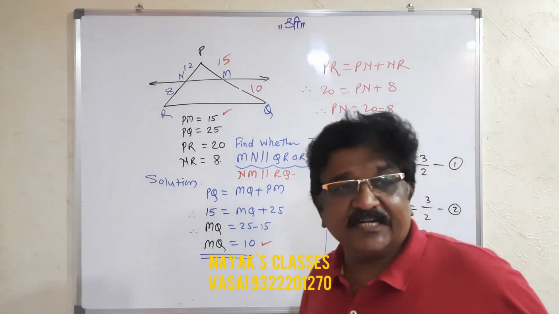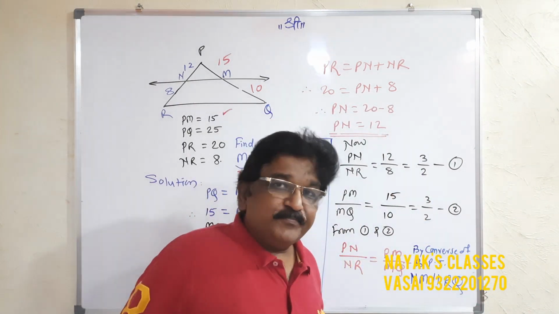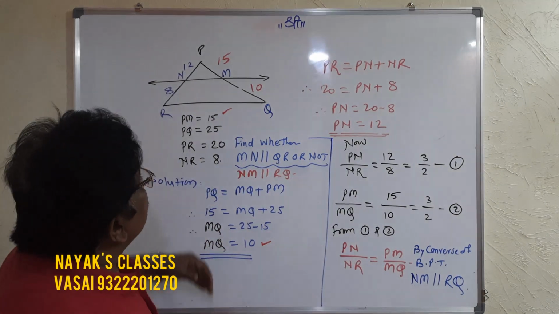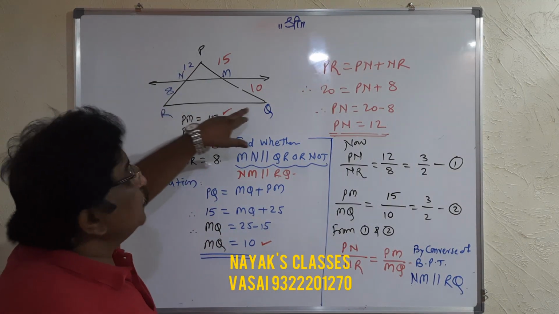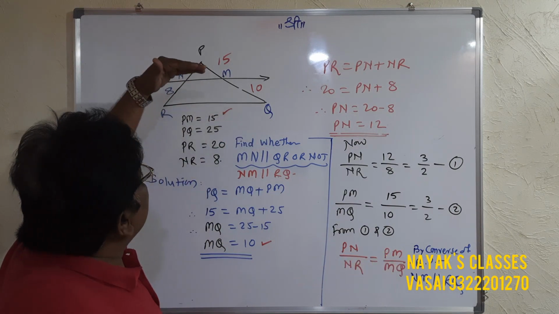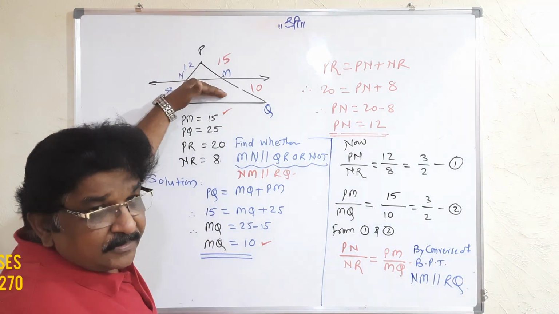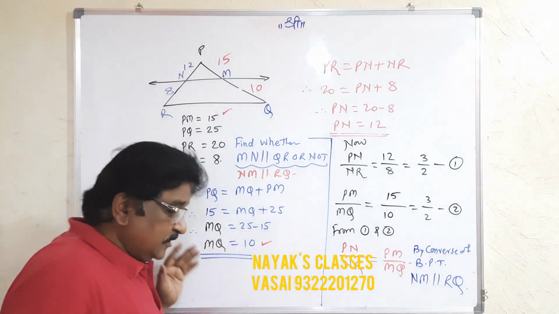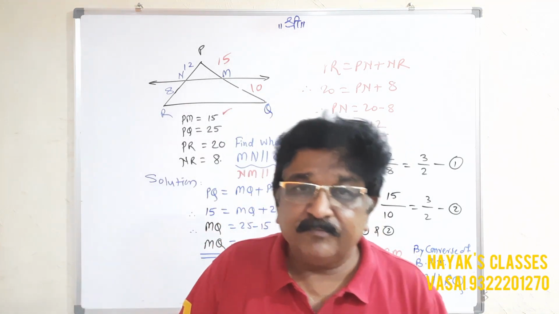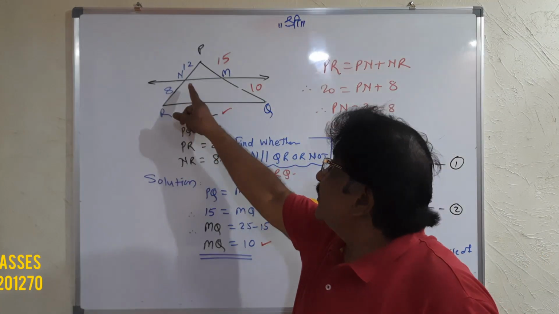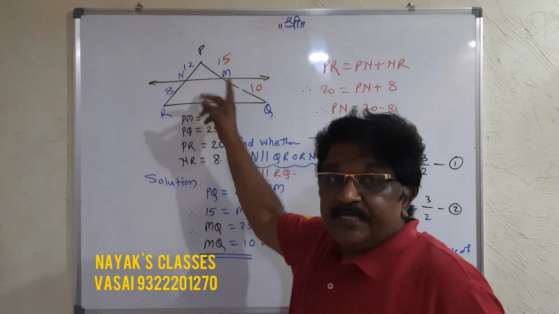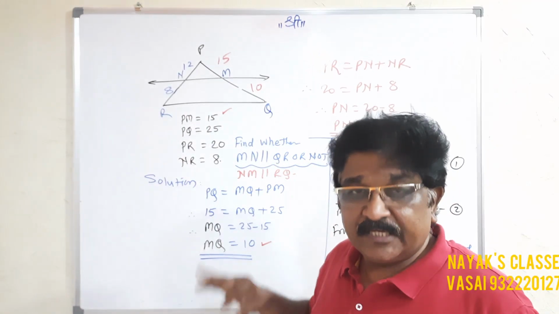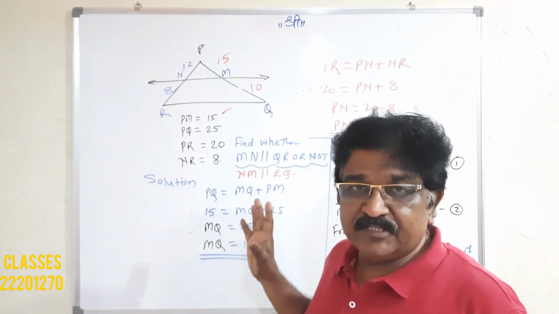So students, we are starting the second example of exercise 1.2. In this they have given triangle PQR, line NM and some measurements, and they have asked us whether line NM is parallel to RQ or not. If yes, give reason. If no, give reason.